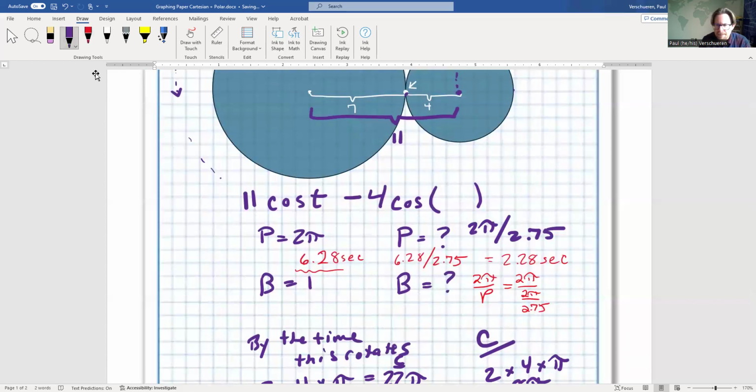So that would be 2 pi divided by 2 pi divided by 2.75. If I multiply top and bottom by 2.75, that gives us 2 pi times 2.75 divided by 2 pi, which is just going to give us 2.75. So that might have been a lot of talking. Just get back to the number that we talked about earlier. But this number right here is going to be 2.75 pi.